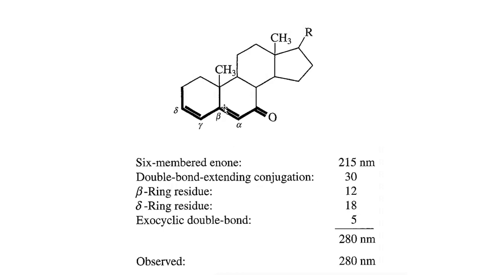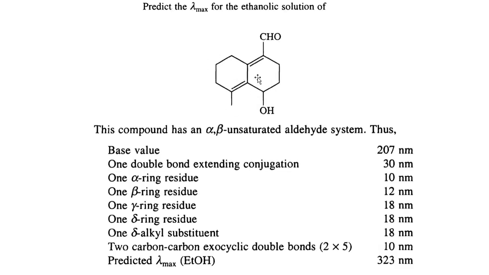Then see this double bond which projects outside this ring, so it is an exocyclic double bond with respect to this ring. So this exocyclic double bond contributes 5 nanometer as the increment. Thus, the total calculated lambda max of this molecule becomes 280 nanometer. Right? See, it is another important example.